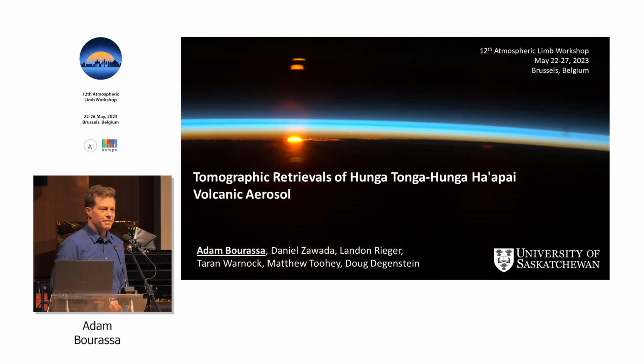This is an evolution of the tomographic work that Doug started more than 20 years ago with limb measurements with OSIRIS. And just to be clear, since some of you think this is still the case, Doug is not my boss, although he used to be, but he is not my boss anymore.